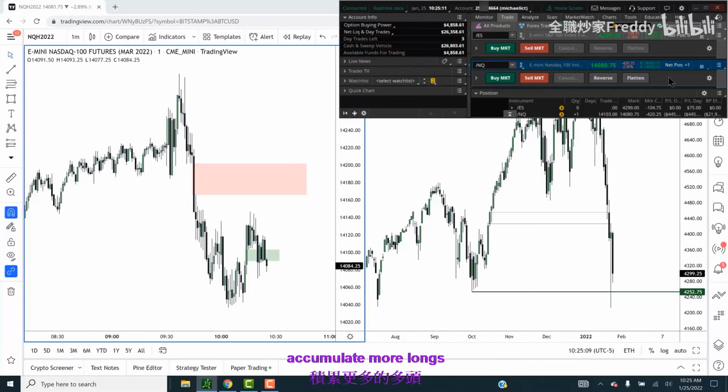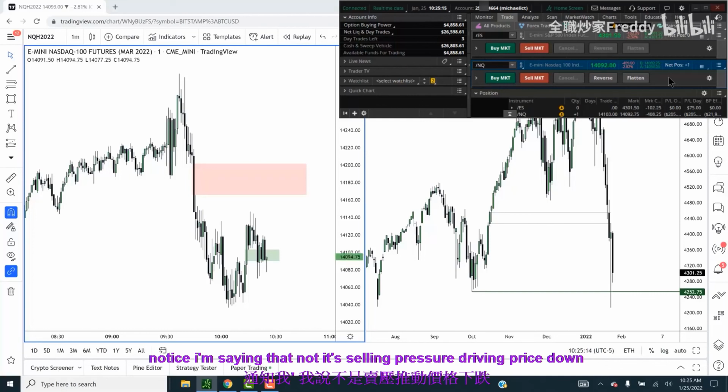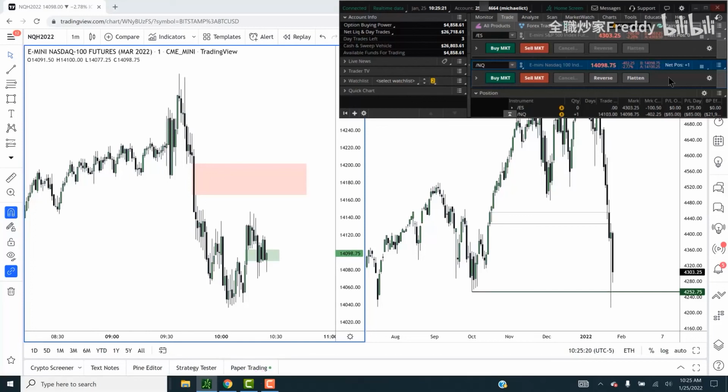And what I'm thinking right now is they're taking it down one more time to accumulate more longs. Notice I'm saying that, not that it's selling pressure driving price down.